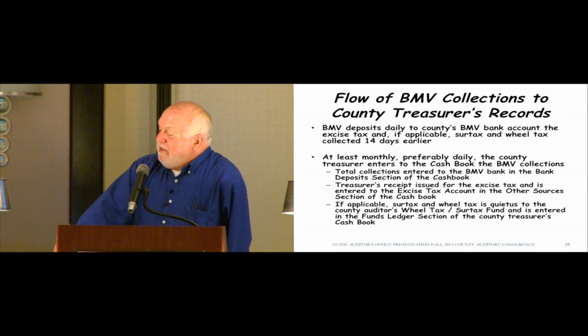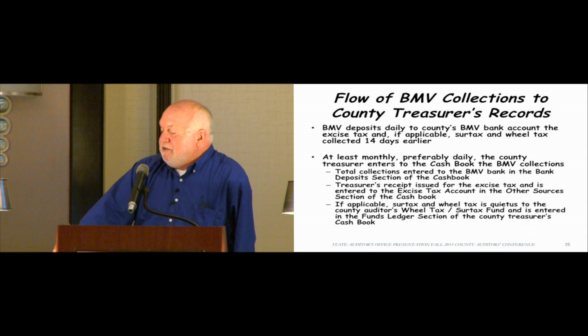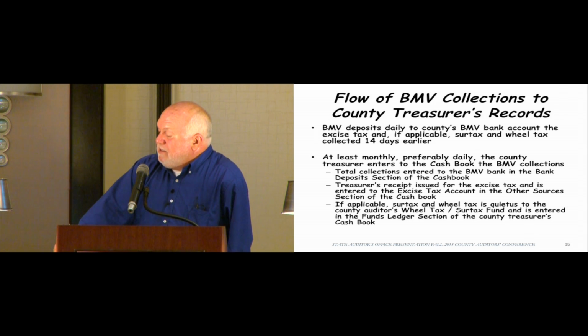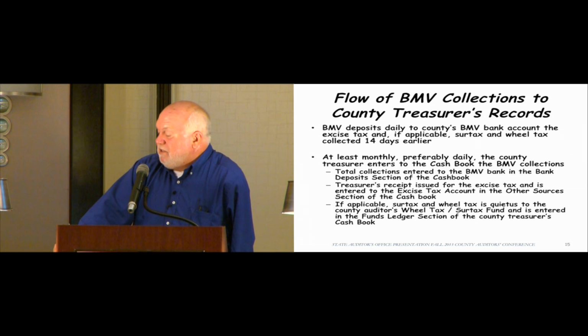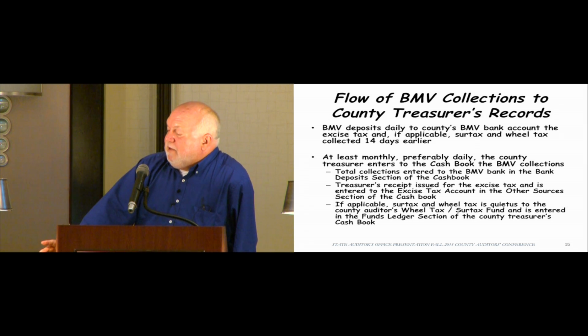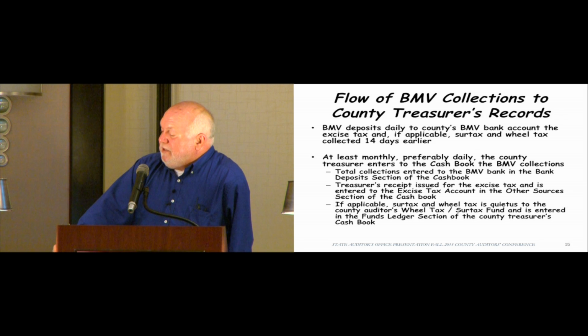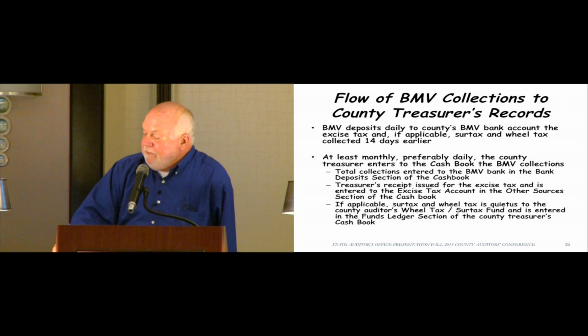And then if you have the excise surtax and wheel tax, then it's quietus to the auditor's wheel tax and surtax fund. And this is then entered into the funds ledger section of the treasurer's cash book, and also into the auditor's funds ledger. So this is something that should be occurring at least monthly.